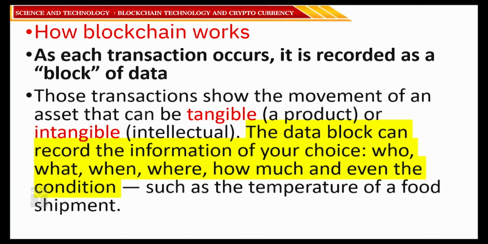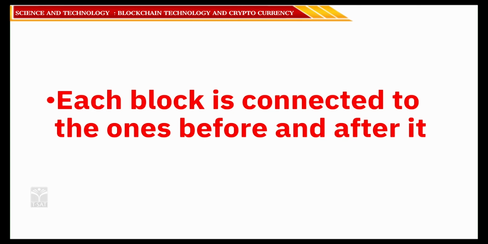So how does blockchain work? As each transaction occurs, it is recorded as a block of data. The data block can record the information of your choice: who, what, when, where, how much, and even the condition can be recorded with the help of the blockchain software. So that is the main advantage of blockchain technology.